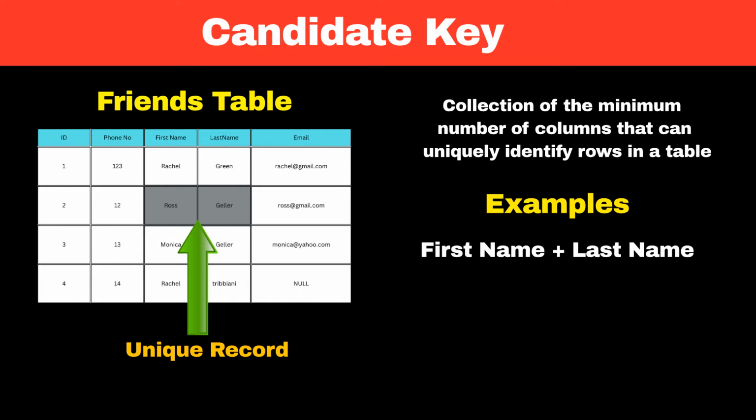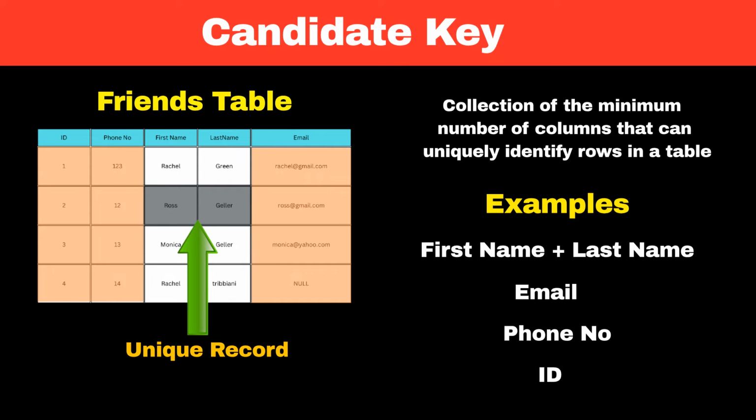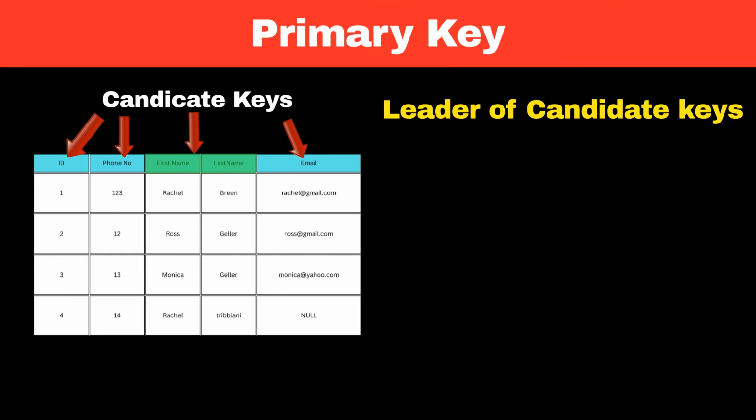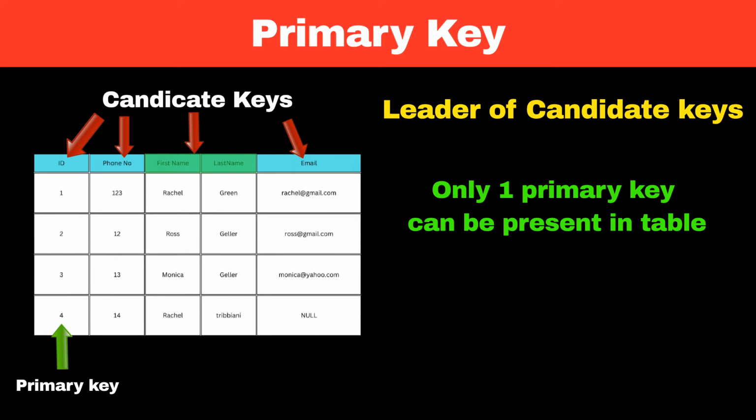So the email column alone can be used to uniquely identify all the records in a table. Similarly, phone number and ID column can also be used to uniquely identify all the records in the table. So all these keys or columns are candidates to become the primary key. That's why they are called candidate keys. Consider primary key as the leader of all the candidate keys. One key from all candidate keys is selected as the primary key.